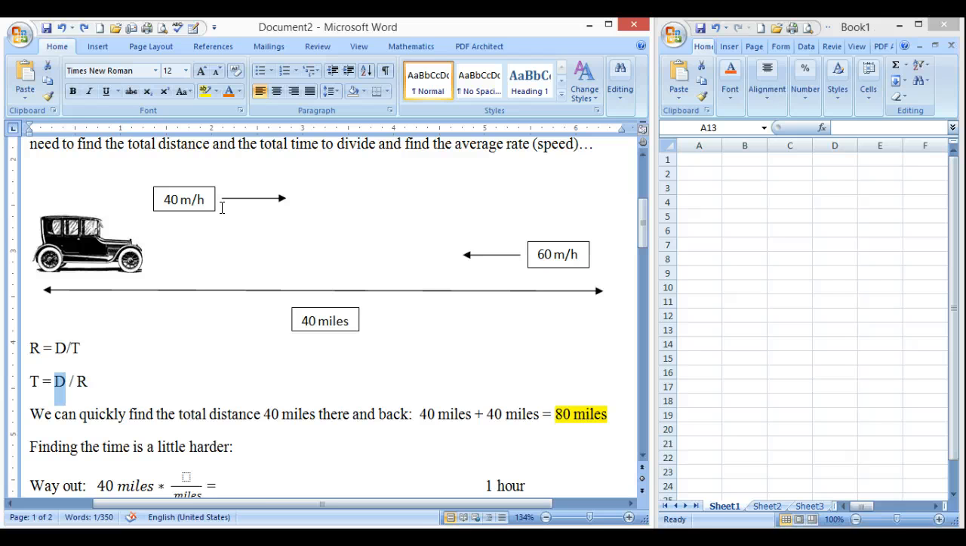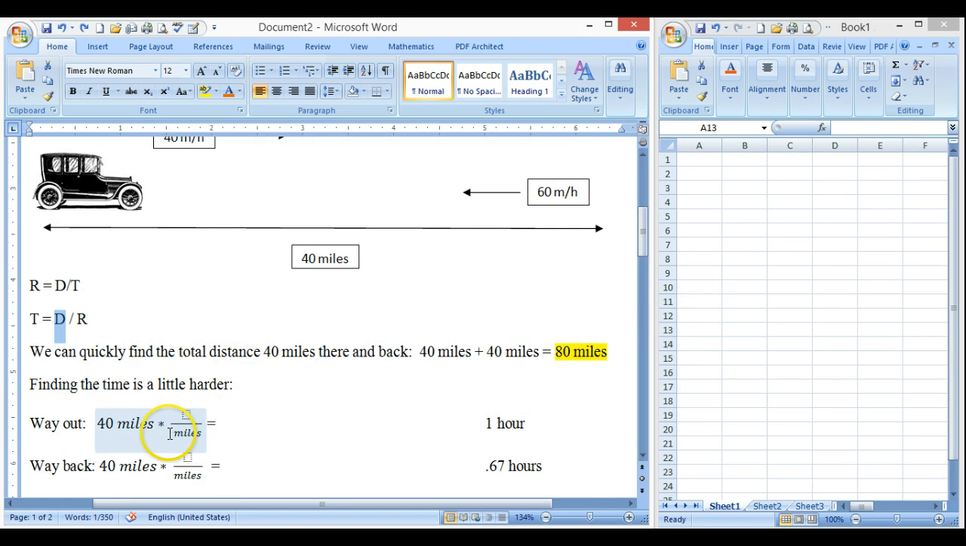So instead of dividing fractions, I'm going to multiply by the reciprocal. So I'm going to take 40 miles per 1 hour, and here I'm going to put 1 hour over 40 miles.